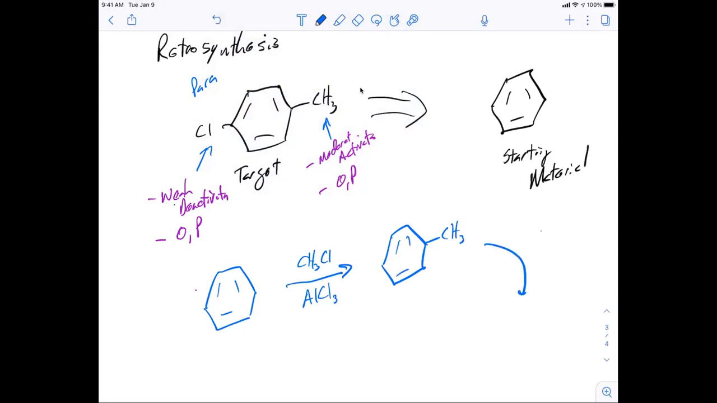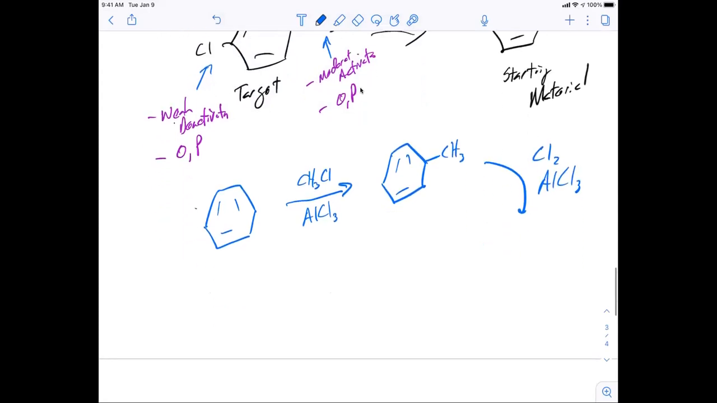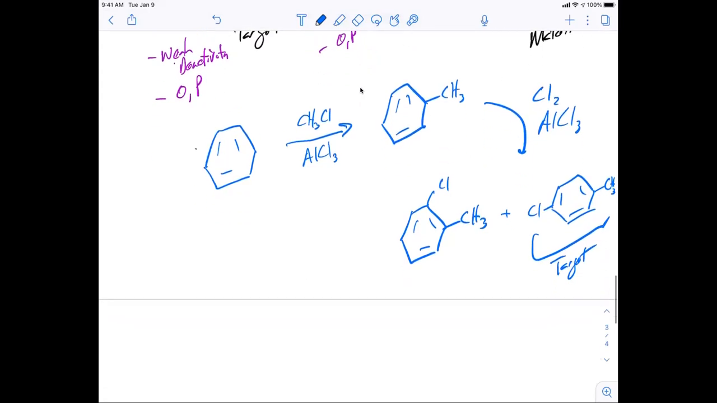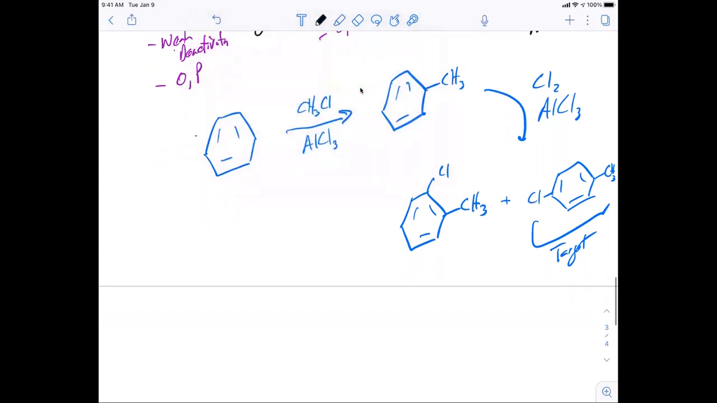And then the second step, I'm going to add my chlorine, right, and AlCl3, my Lewis acid. And that's going to give me two products, right? It'll give me the ortho, plus I'll get the para, right? So that's my target. Questions about this one? Okay, let's try another one.